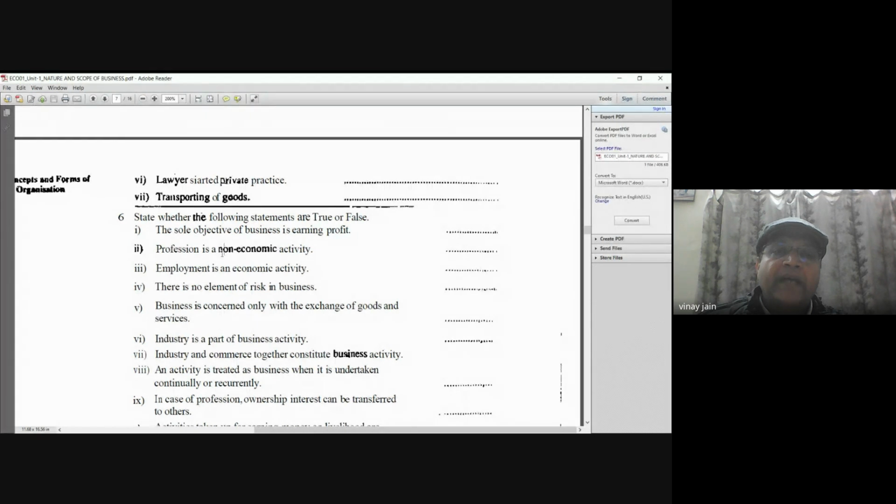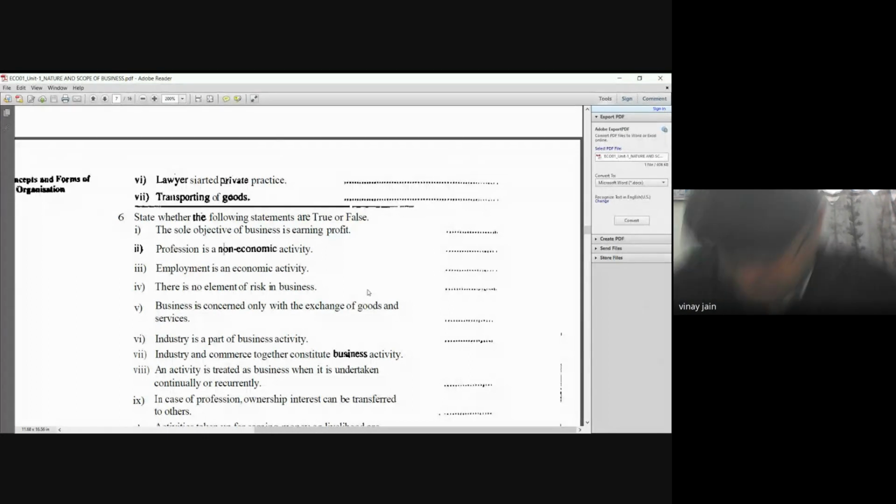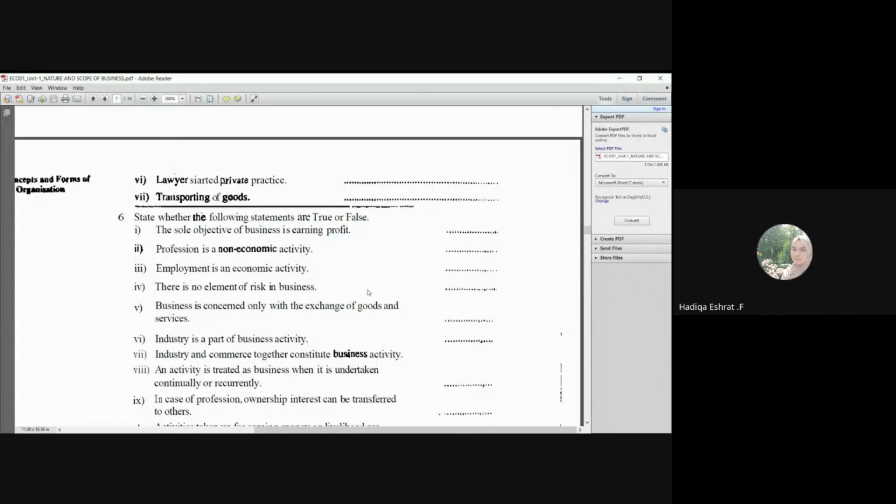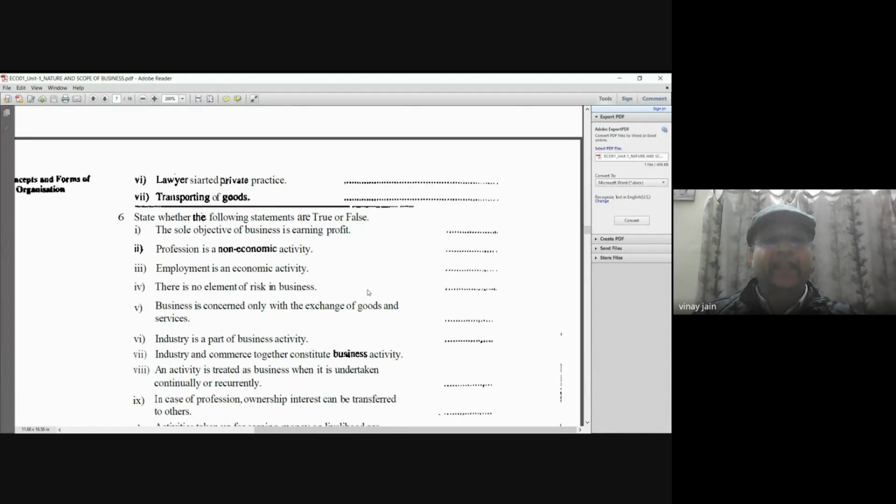Suppose okay, profession is a non-economic activity. Do you think it is correct? It's not correct because profession is an economic activity. So yes, it is not correct. It is false. Good.